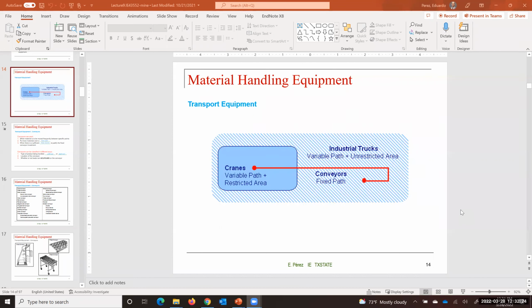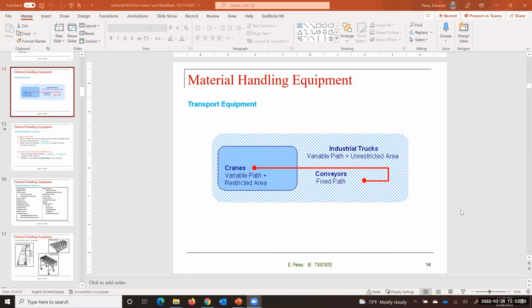In the figure, you will notice that there's an area, constant color in blue, that is representing the restricted area that a crane can cover. But again, it gives you that flexibility in terms of having a variable path, so you can move things around within that restricted area. And the red line is there to illustrate the conveyors.